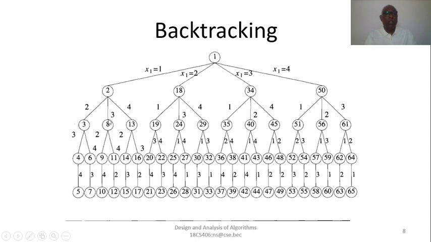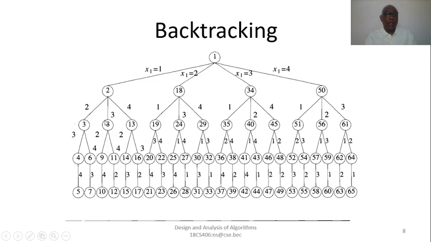x2 equal to 3 results in node 8. x2 equal to 4 results in node 13. So we realize that node 3 is a result of placement of the queens 1 and 2 in positions x1 equal to 1 and x2 equal to 2. So 3 represents a problem state where the first queen is placed in the first column of the first row and the second queen in the second column of the second row.